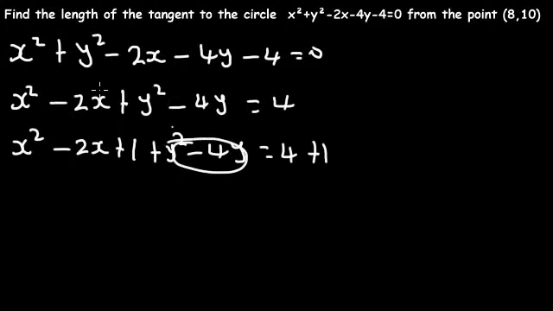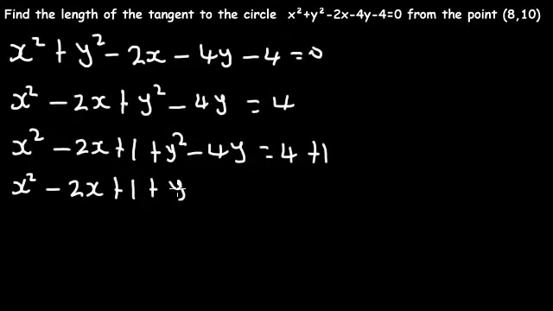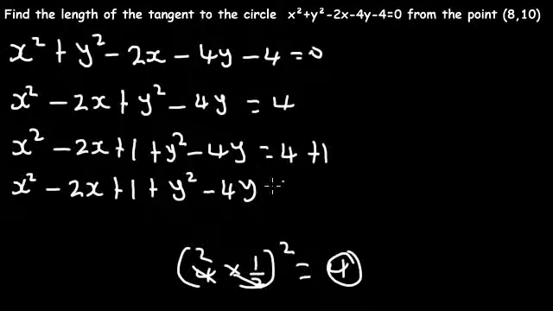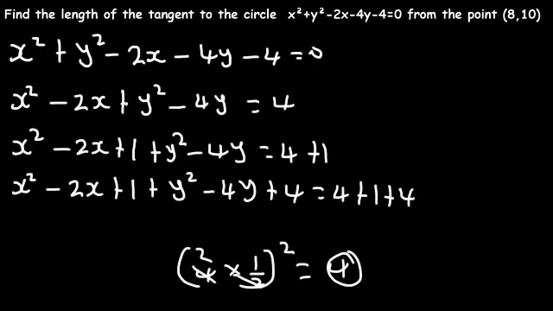Now let's complete the square for y terms as well. We now have x squared minus 2x plus 1 plus y squared minus 4y. So let's take 4 multiplied by half and then square our result. 2 reduces 4 to 2 and 2 squared gives us 4. So we are adding 4 to both sides. Therefore we have plus 4 equals 4 plus 1 plus 4. Perfect.